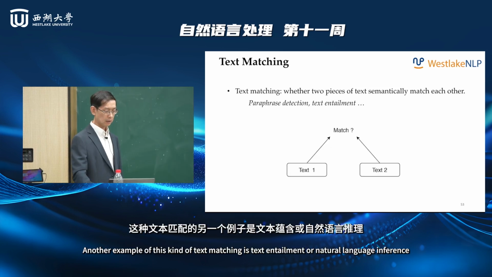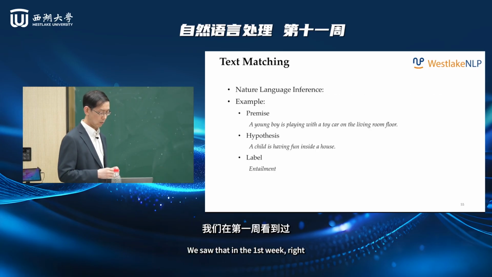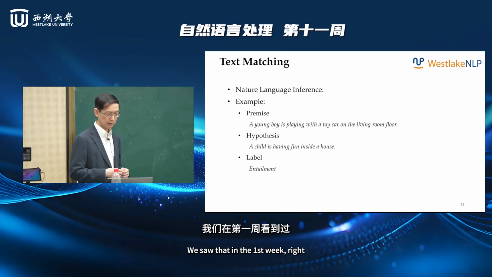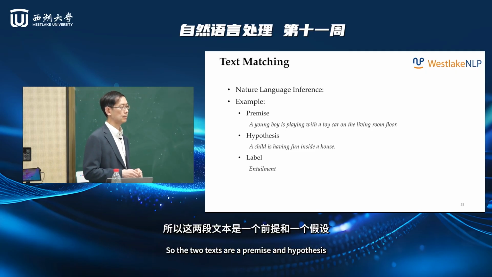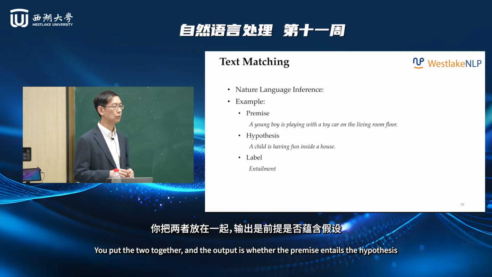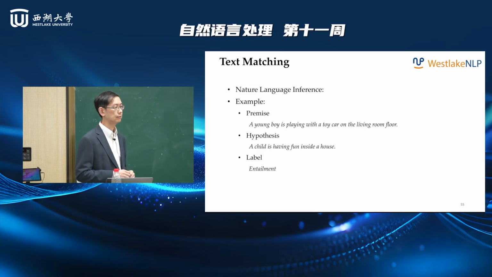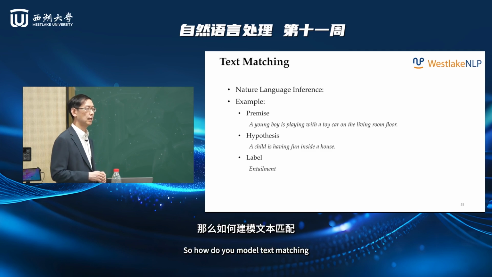Another example of this kind of text matching is text entailment or natural language inference. We saw that in the first week, right? So the two texts are a premise and a hypothesis. You put the two together and the output is whether the premise entails the hypothesis. Okay? So how do you model text matching?